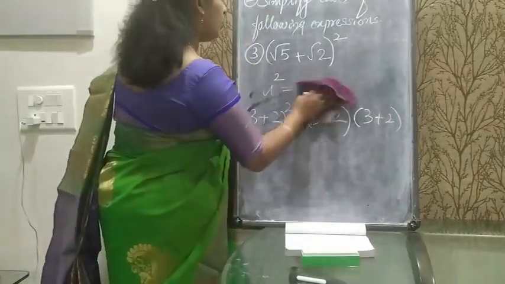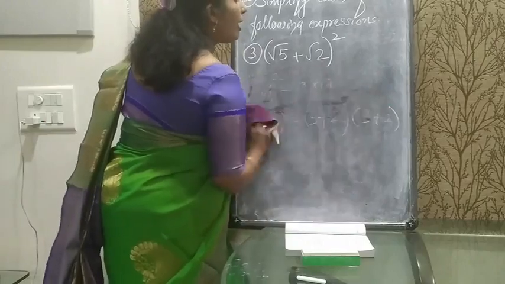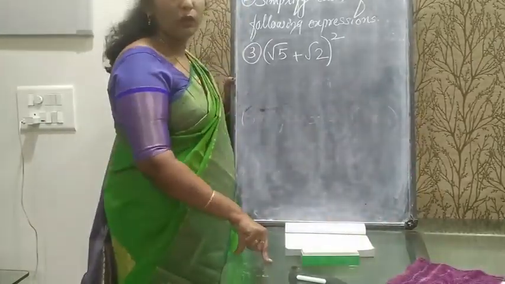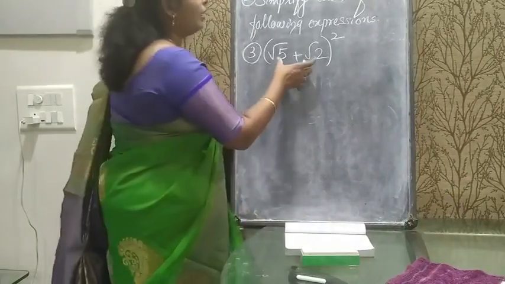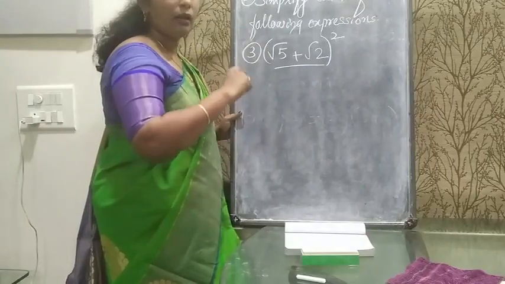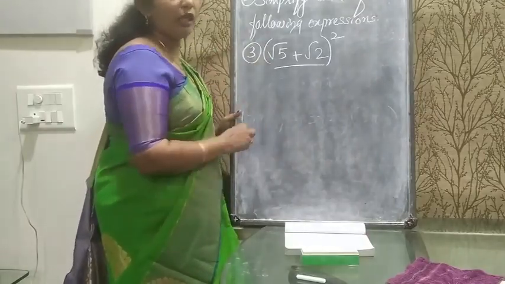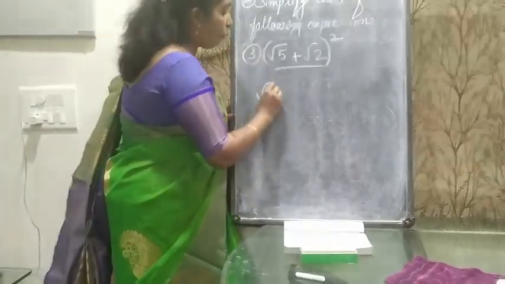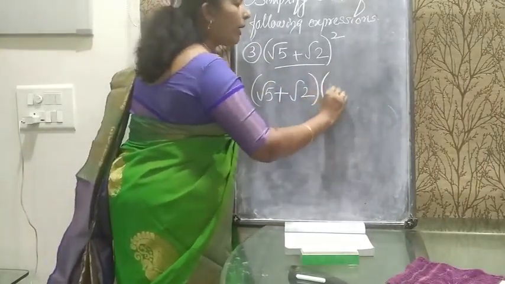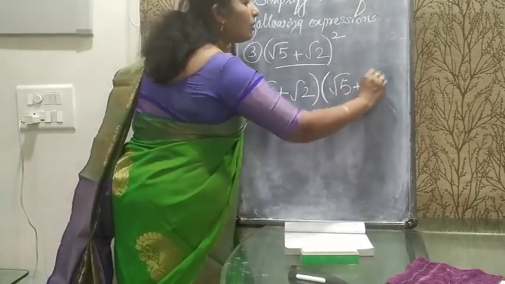Here the question is root 5 plus root 2 the whole square. x square means x into x, 2 square means 2 into 2. Like this, a term square means we have to multiply the number again with the given number. Means root 5 plus root 2, I have to multiply with root 5 plus root 2.